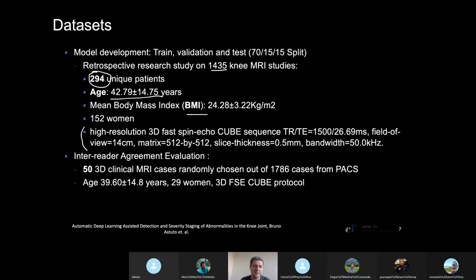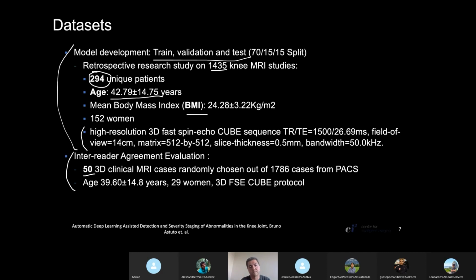A little bit on the acquisition of the images, I'm not gonna talk much here about this. And so this is the data that I use to train, validate, and test my models on. We had also another data set with 50 MRI studies that we used to run further evaluations on, especially on the interreader agreement.